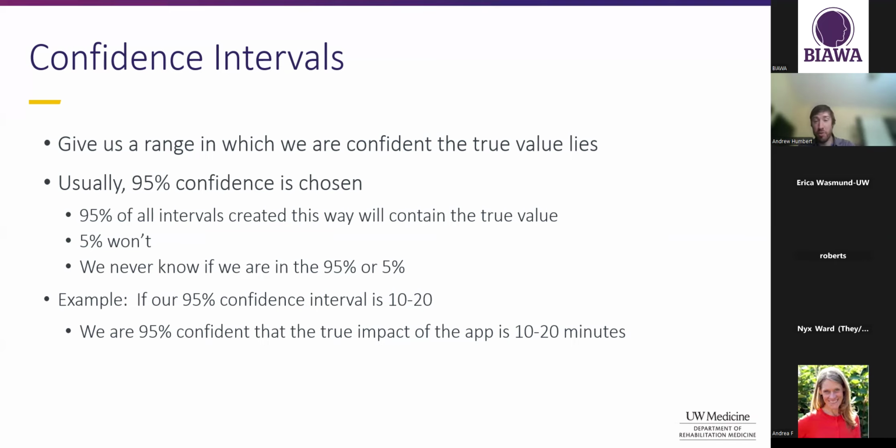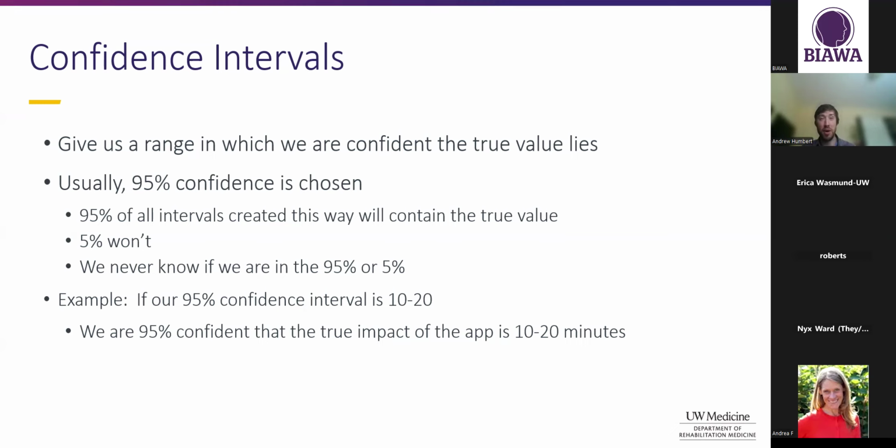So for the example of the app with the minutes, if we have a confidence interval of 10 to 20, and our point estimate was 15, we're 95% confident that the true impact of the app is somewhere between 10 and 20 minutes. And this becomes a lot more useful, because now we have a range where we are very confident the true effect lies. Unlike that 15, which we weren't very confident was exactly right, we're now very confident that the actual effect is somewhere between 10 and 20 minutes.